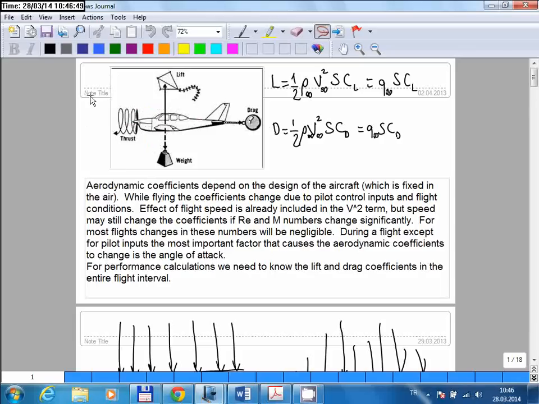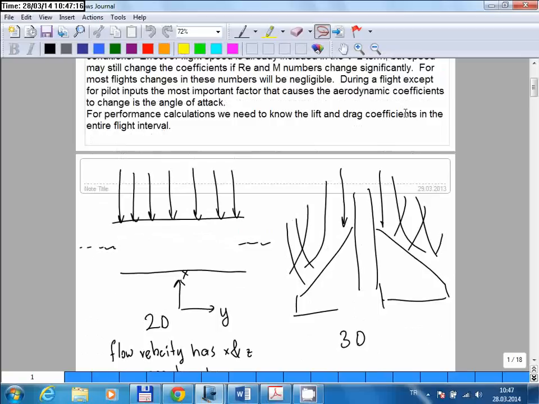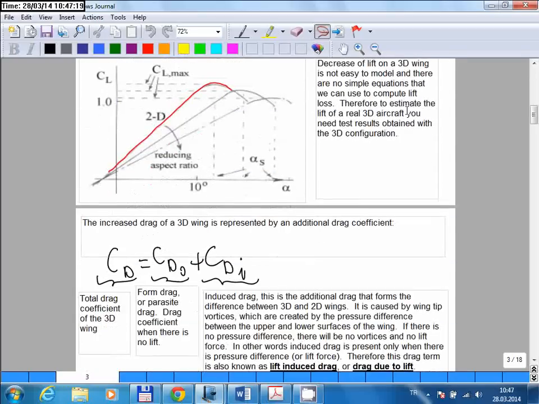And to study this motion, we need to know the forces that you see on this diagram. So the aerodynamic forces included in this motion are the lift and drag forces, for which we use these equations, and the aerodynamic coefficients, which include the information about the design of the aircraft, are these 2 coefficients, CL and CD, lift and drag coefficients.